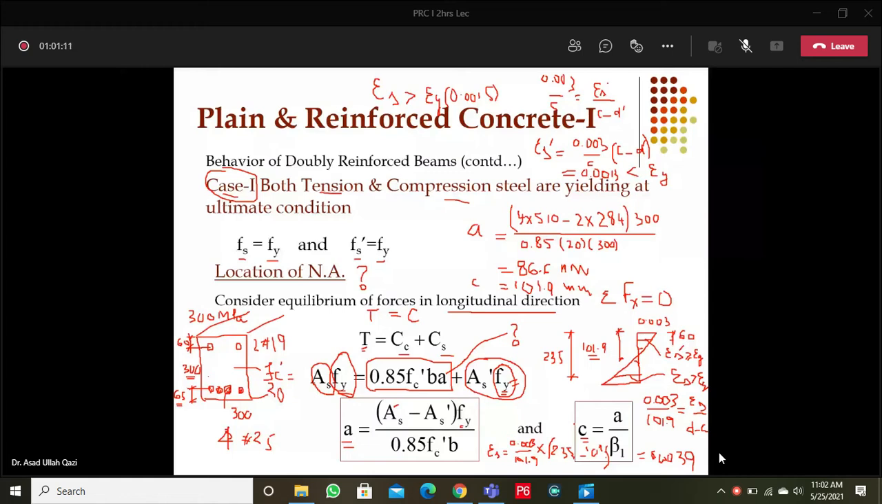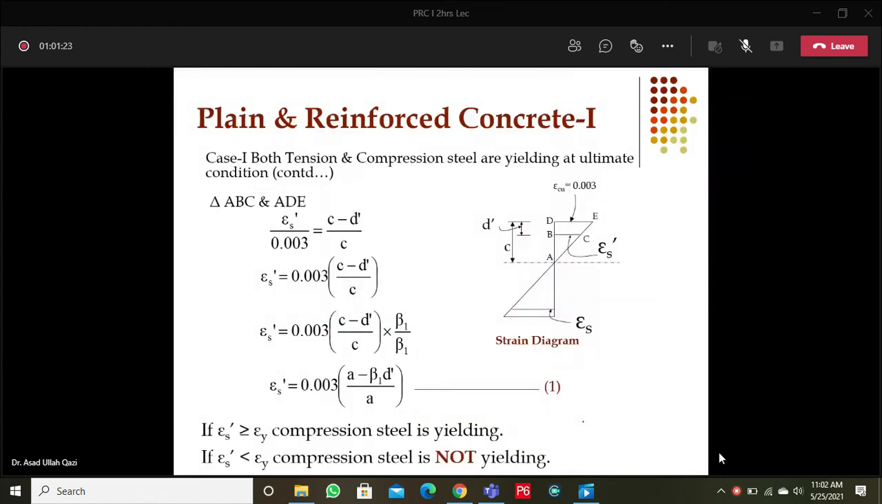Now the last step will be, if this is true, let me just go through this and then I will come back to this problem again. What we did is explained on this slide more neatly. You will check what is epsilon s prime. You will write the equation of similar triangles and get epsilon s prime like we did now. On this slide, you calculated 0.003 over c into c minus d prime, and you mentioned that our assumed beam has epsilon s prime 0.0129, 0.013. So this you got.